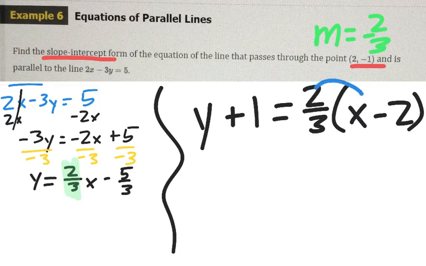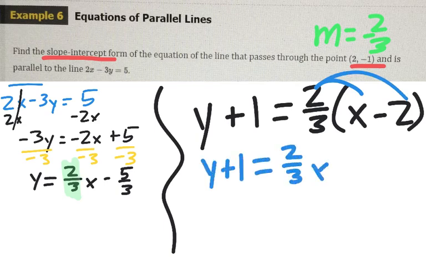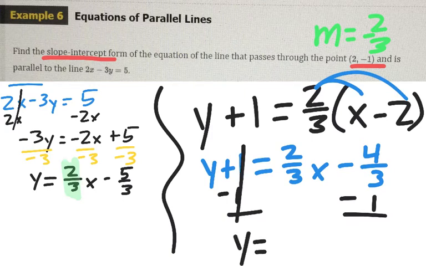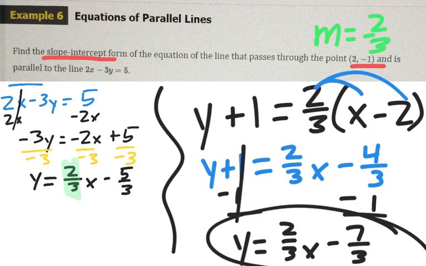So to go from point-slope to slope-intercept, we distribute. So it's going to be y plus 1 equals 2/3 x minus 4/3. And then we're going to subtract 1 from both sides. So that's y equals 2/3 x, and that's going to be minus 7/3. So you can put that in your calculator, or you could get a common denominator in your head. So minus 1 means minus 3/3. So I'm subtracting 4/3 and subtracting 3/3. That's a negative 7/3. So now I have found the equation of a line in slope-intercept form.